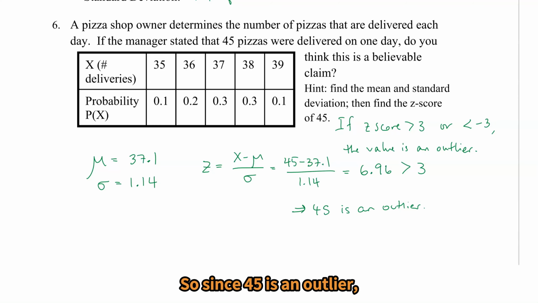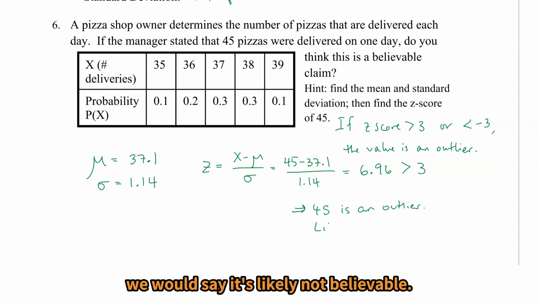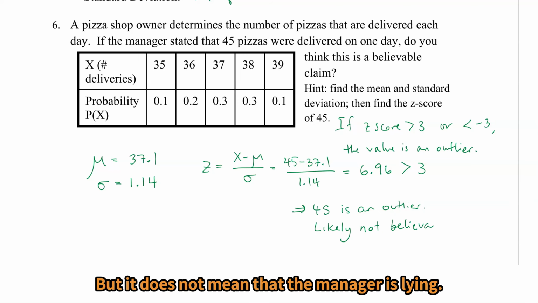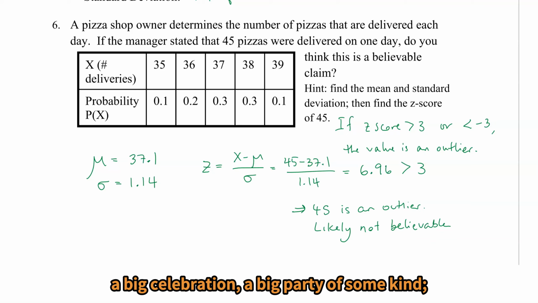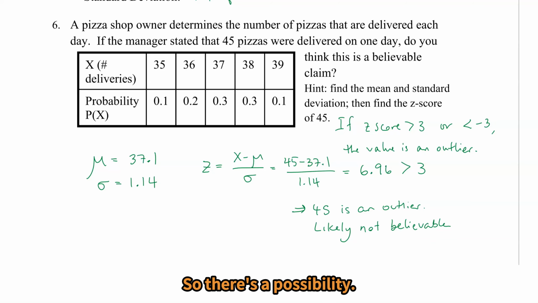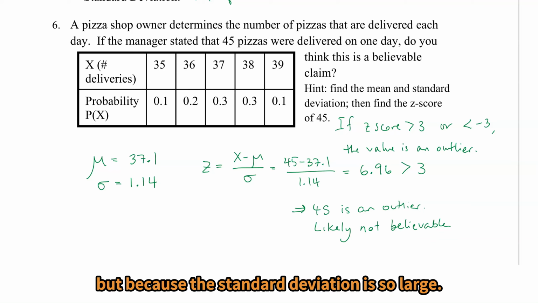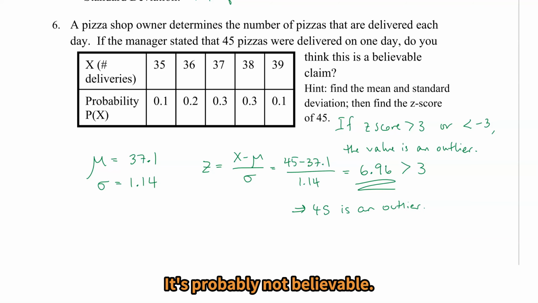So since 45 is an outlier, we would say it's likely not believable, but it does not mean that the manager is lying. There could have been something that happened that day, a big celebration, a big party of some kind, lots of people gathering together. So there's a possibility. But because the standard deviation is so large, it's probably not believable.